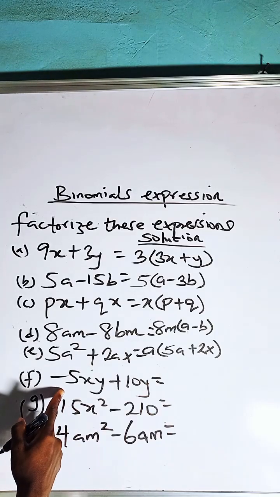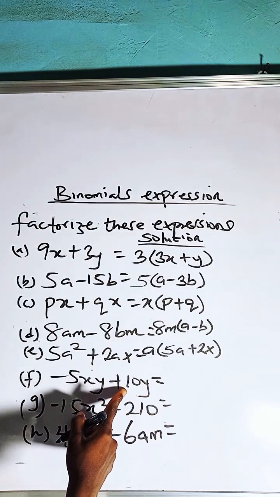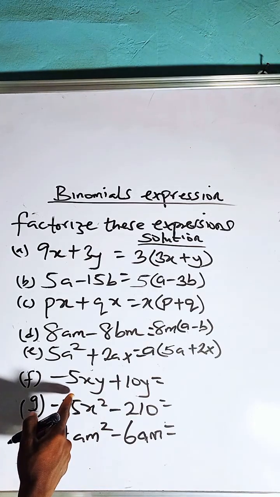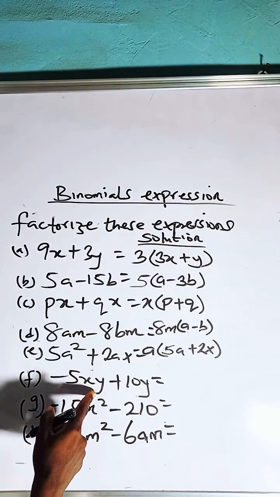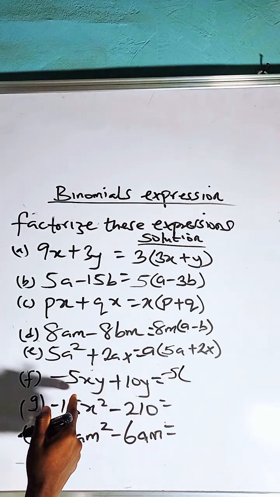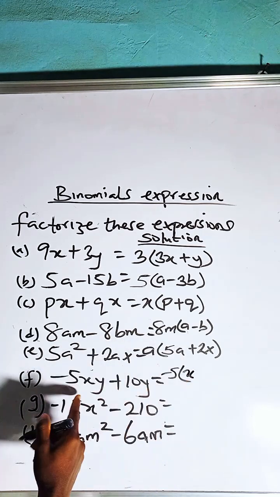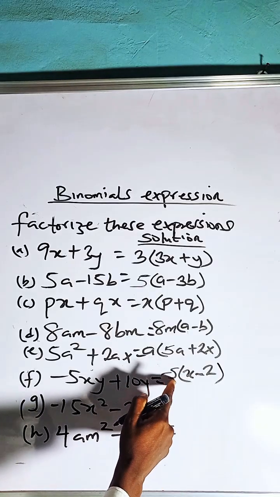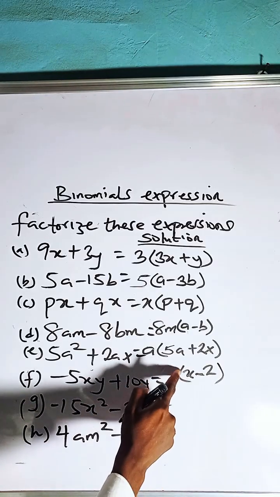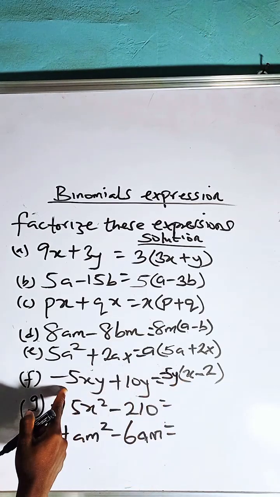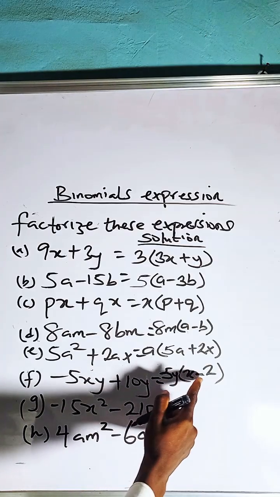So here we have minus 5xy plus 10y. When we look at this, what do we have that is common? We can factor out 5 and we can factor out y. So here we have minus 5y into x, and this will now be minus 2. So we have minus 5y times x, that's minus 5xy, minus 5y times minus 2, we have plus 10y.